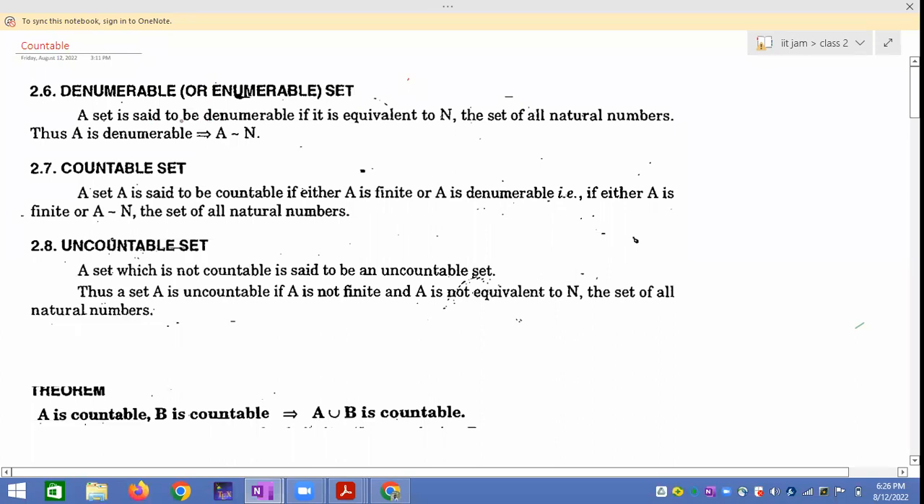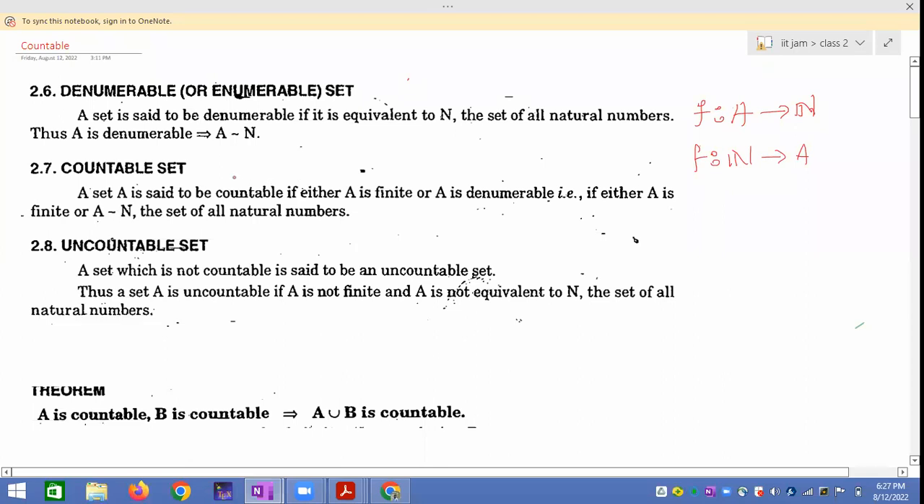Now look at this: a set A is said to be denumerable if it is equivalent to the natural numbers. What is the meaning of that? There exists a bijection between the natural numbers and the set. Here, there exists a function F, which is a bijection from the set A to the natural numbers. At that time, we can say A is equivalent to N. Like this, you can also say there is a bijection from natural numbers to A. Both are correct. At this time, A is equivalent to N.